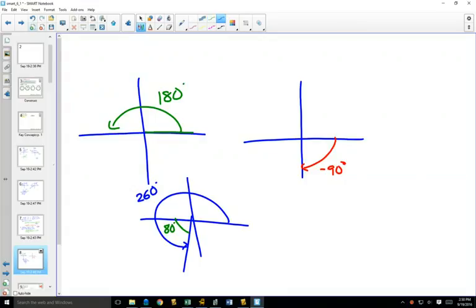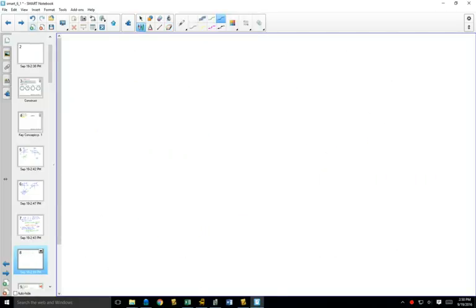So we have standard angles so that we're all talking about the same thing. Why do we have reference angles? What are they useful for? Well, I'm going to check some of your memory here.